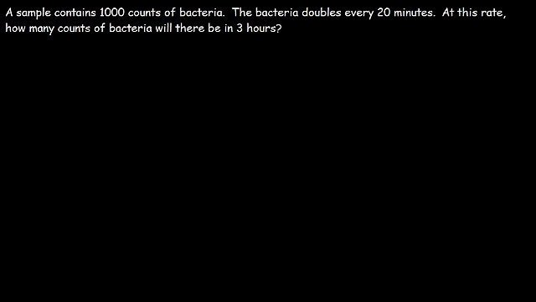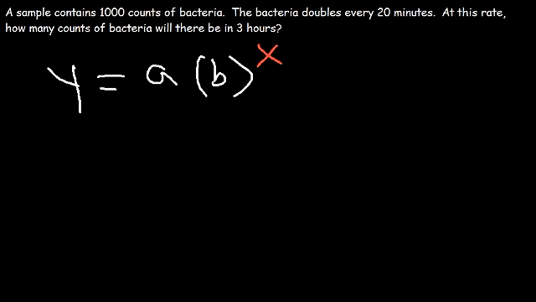A sample contains 1,000 counts of bacteria. The bacteria doubles every 20 minutes. At this rate, how many counts of bacteria will there be in 3 hours? So if you get a question like this on a test, what will you do? We know this is an exponential growth problem. Now we want to use this form of the equation, y is equal to a times b raised to the x, but we're going to modify it.